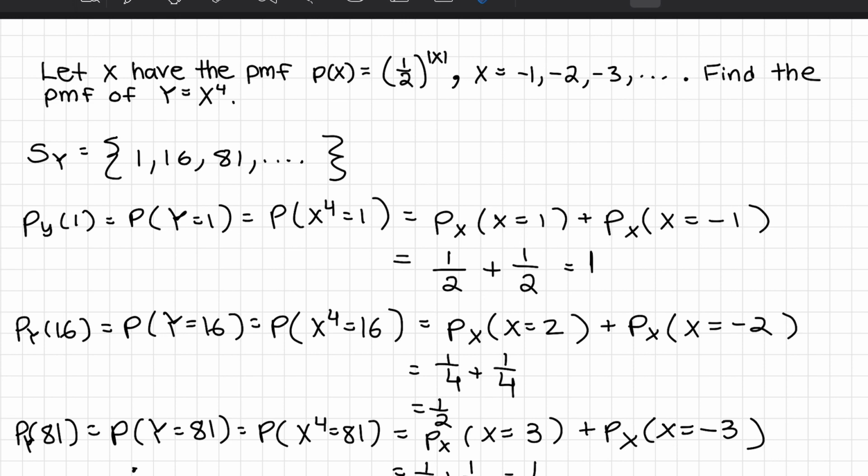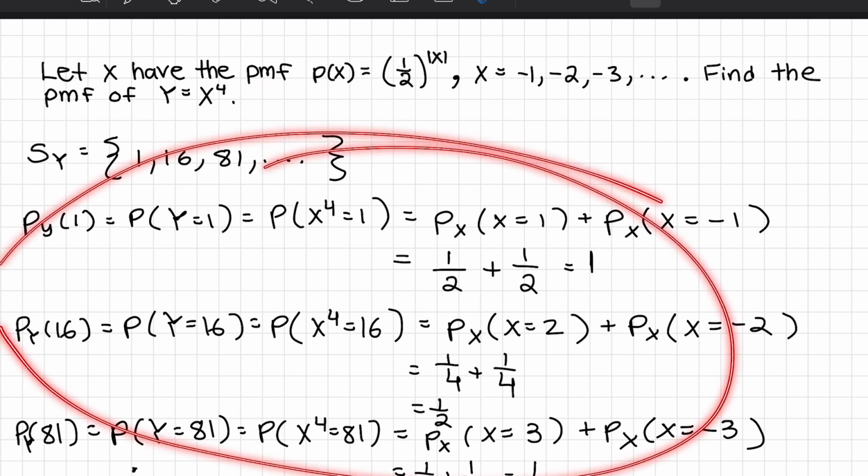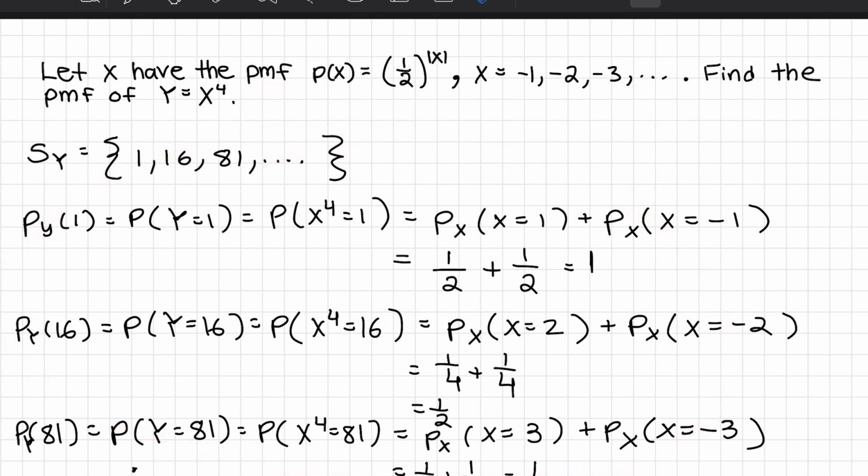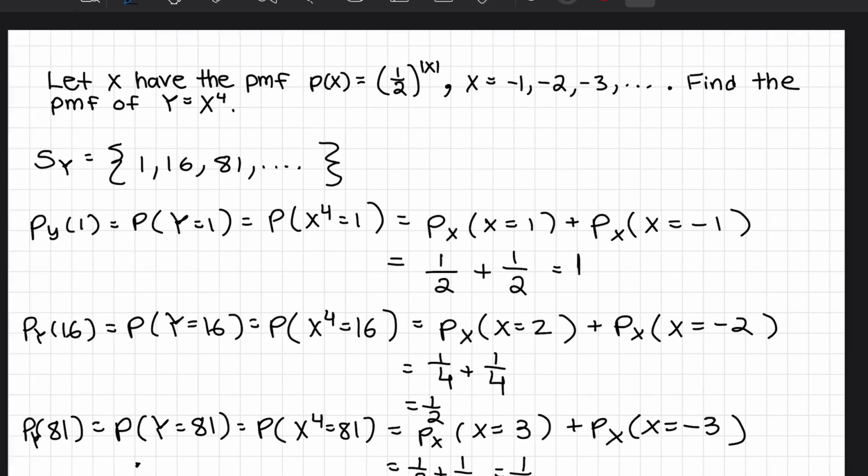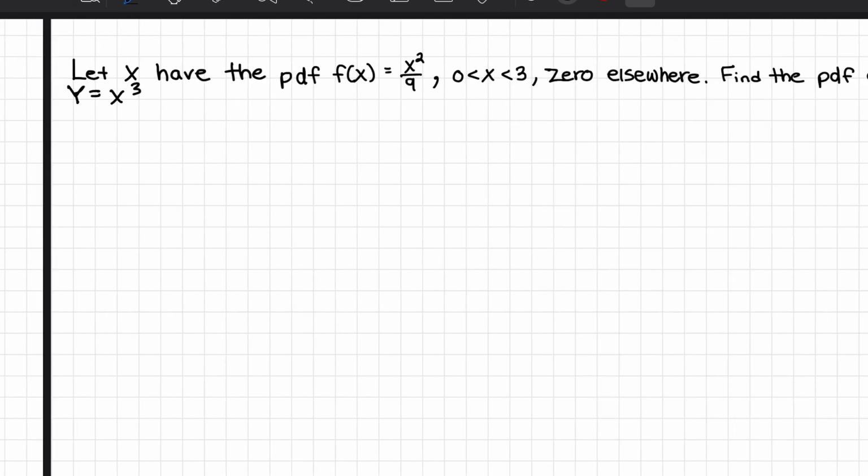And this keeps going on. You can also find a closed form for this PMF, but it's also okay to write it out this way as well. It depends on your instructor. Now we're going to move on to our next question.